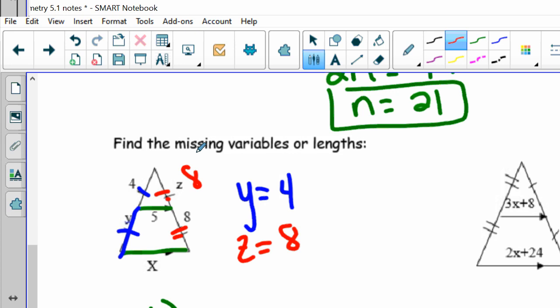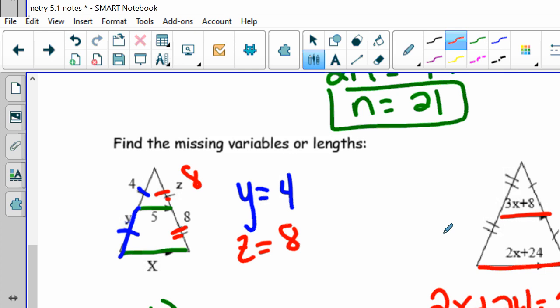Last example, they give me midsegment here, 3x plus 8. This one down here, 2x plus 24. So again, there's 2 ways I could set it up. If I didn't want a fraction, I would say 2x plus 24 is equal to 2 times 3x plus 8. So I can distribute my 2. So I get 2x plus 24 equals 6x plus 16.